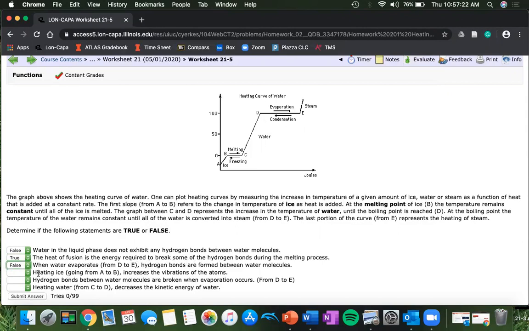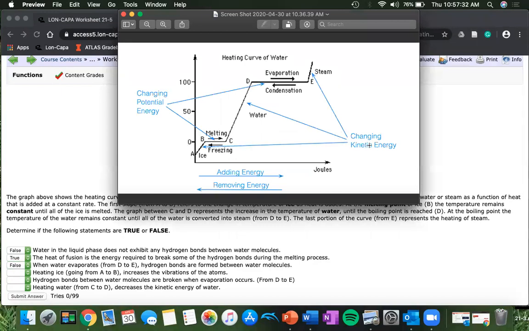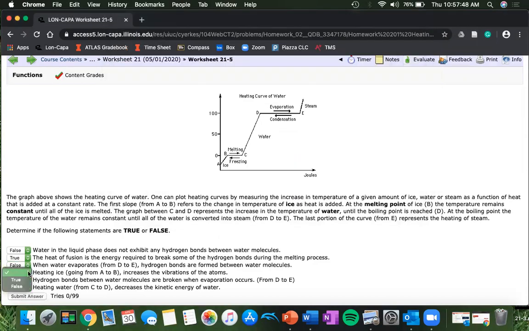For a fourth statement, when we're heating ice, so going from point A to point B, we're increasing the vibrations of the atoms. If we look here, the kinetic energy is a measure of atomic vibration. If you increase the kinetic energy of your atom, it's going to vibrate more, or it's going to have more energy. So as we heat the ice from A to B, we're adding energy and we're adding kinetic energy. So this is going to be a true statement.